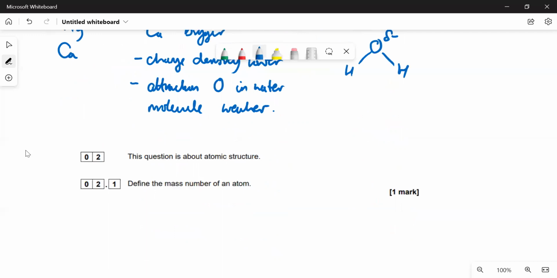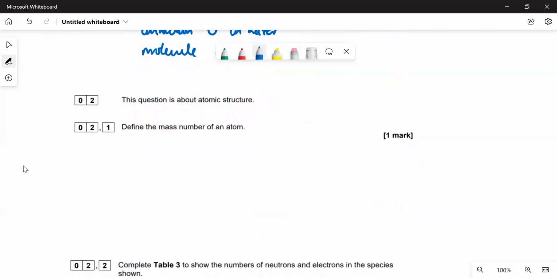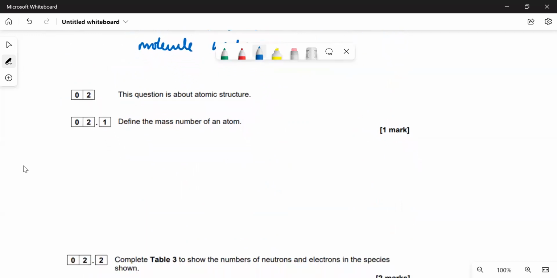Okay, now on to question 2. A question about atomic structure. Define the mass number of an atom. That's GCSE, isn't it? So it's simply the number of protons plus the number of neutrons. Okay, pretty straightforward.